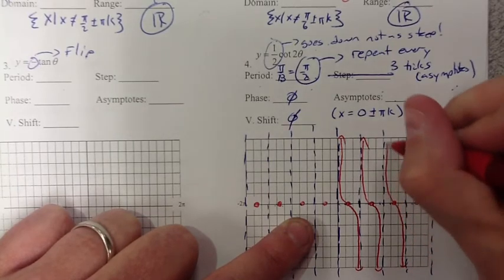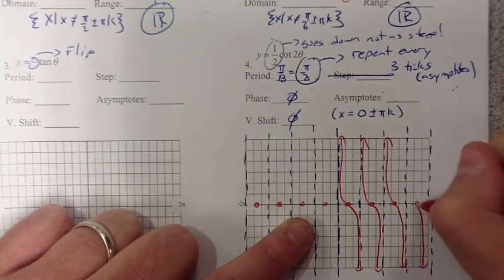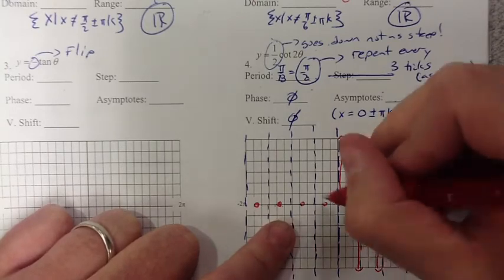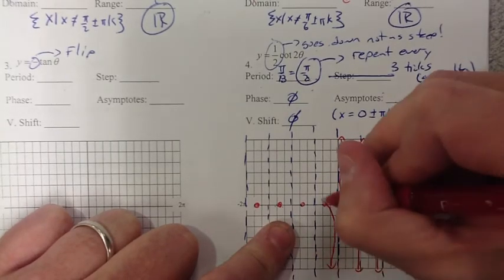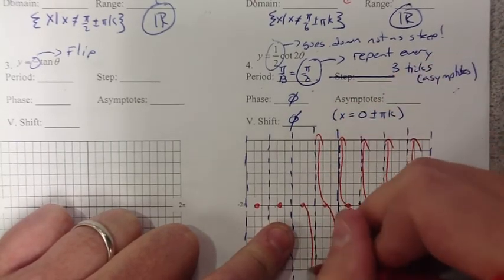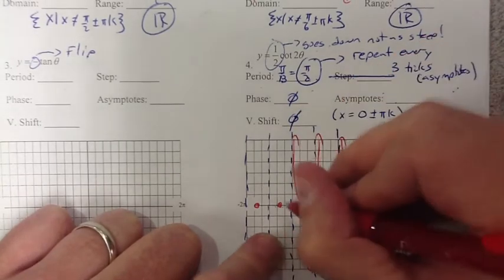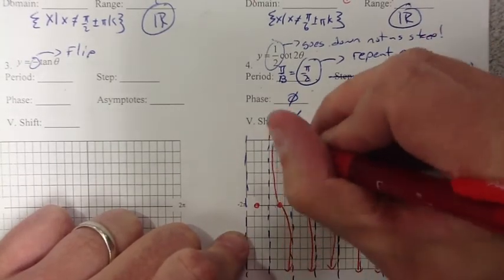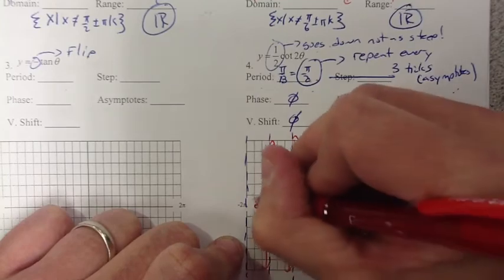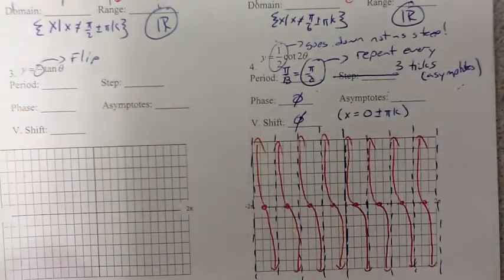And we're going to keep going with the pattern. And there's our cotangent graph, kind of in there a little bit. That's okay. And again. All right. So it's not perfect.